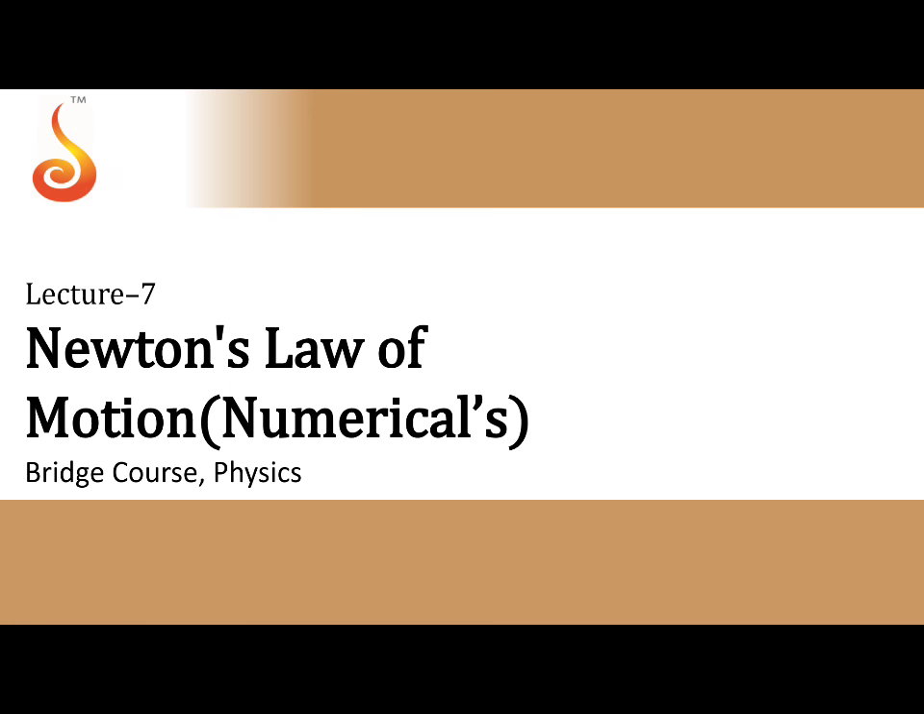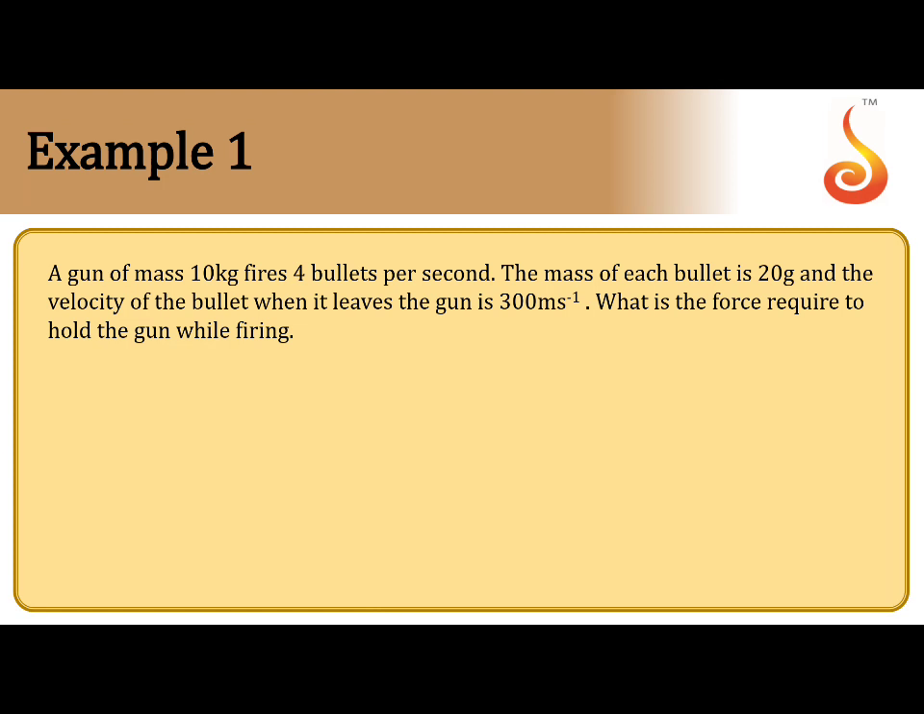Subject is physics, and today we are going to discuss a few more numericals from the topic Newton's laws of motion. So the first problem for today's discussion is: a gun of mass 10 kg fires 4 bullets per second. The mass of each bullet is 20 gram and the velocity of the bullet when it leaves the gun is 300 meter per second. What is the force required to hold the gun while firing?